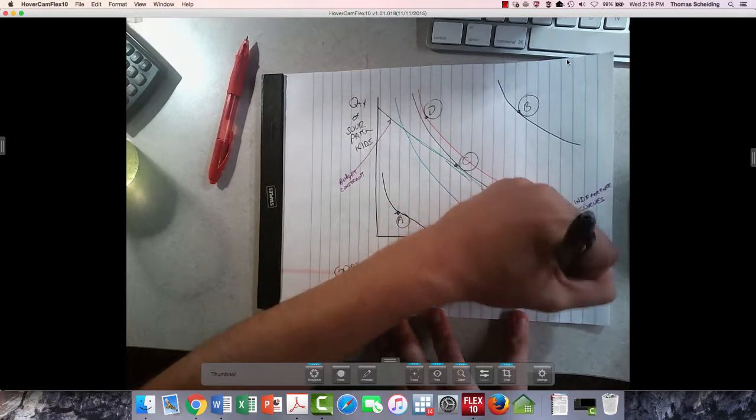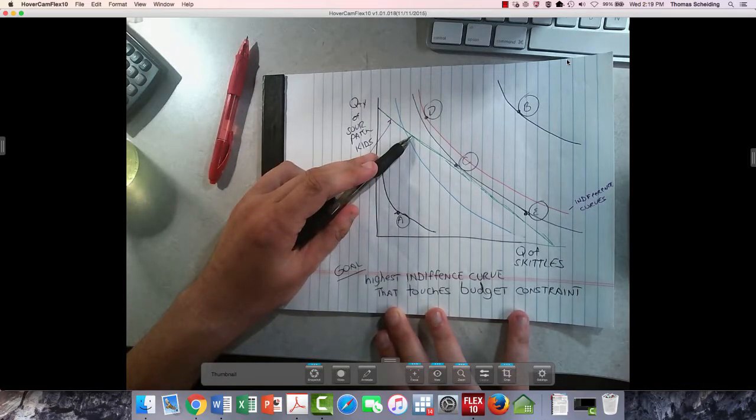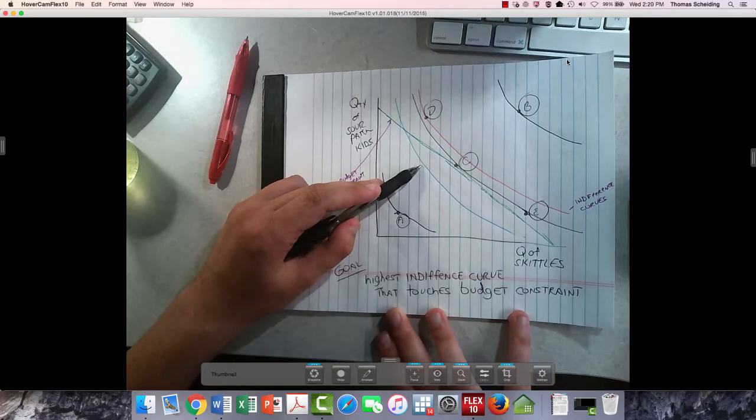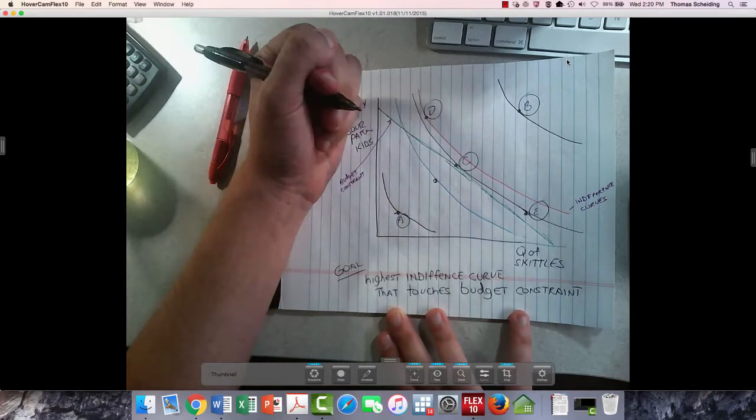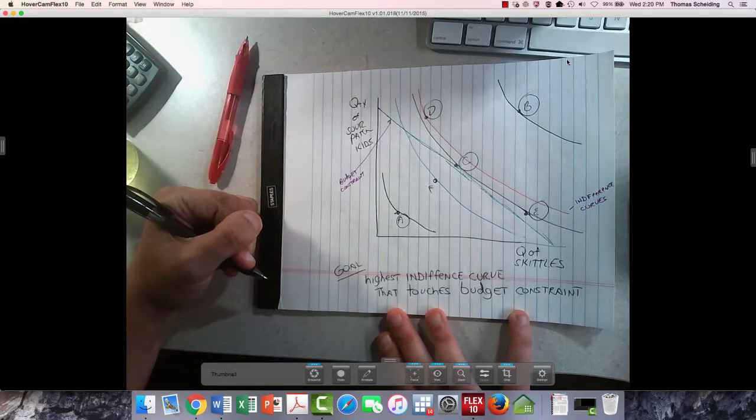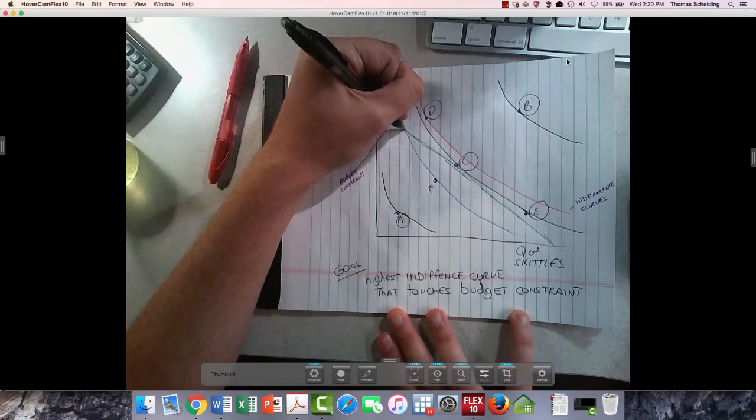It has to touch it because I am just going to spend all the money that I have. I can't spend more than I have, and I don't want any money left over. But I want the highest indifference curve that touches the budget constraint. See the problem with this blue line here? Let's add another point here. D, E, F. And let's add another one here. G.